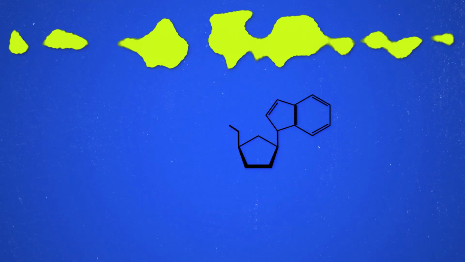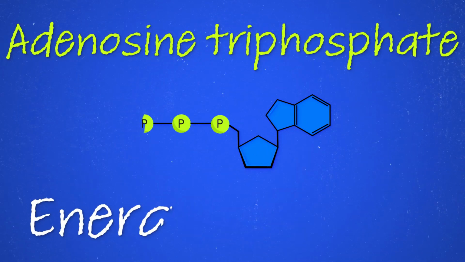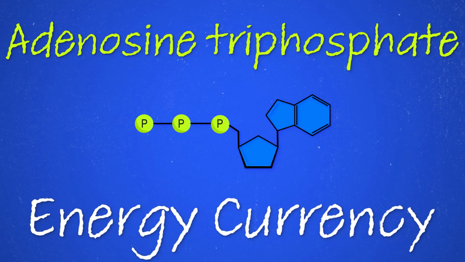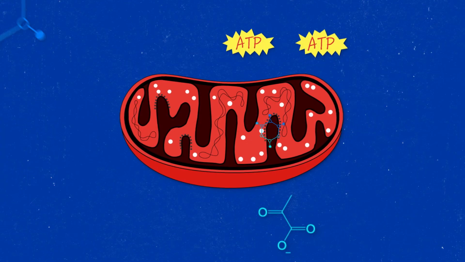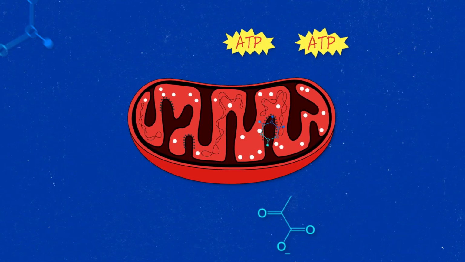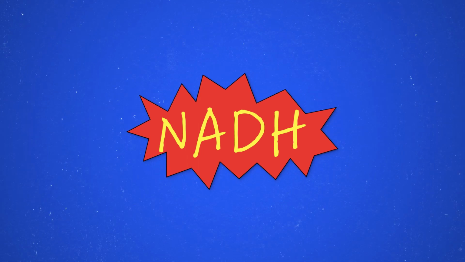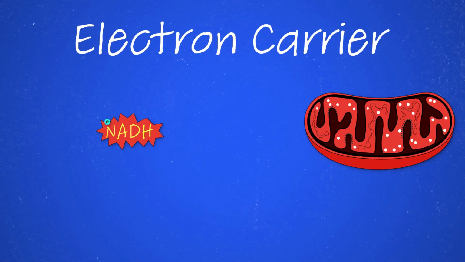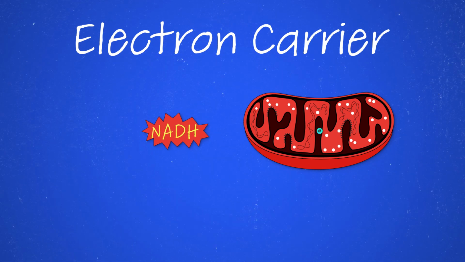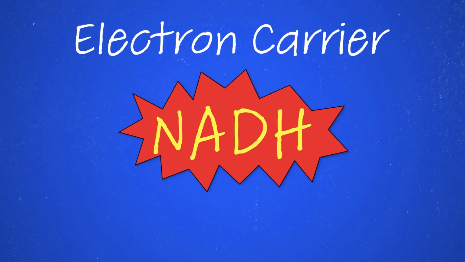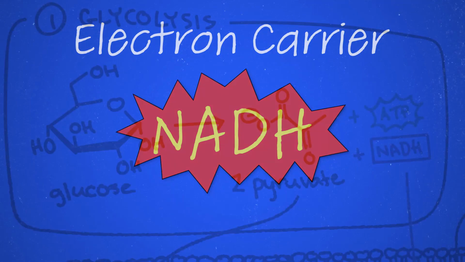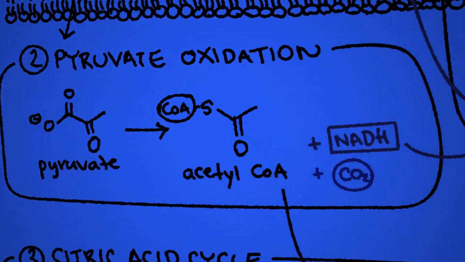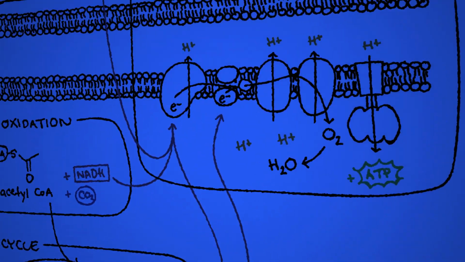Now, remember, ATP is our energy currency, and it is produced as a byproduct here because breaking down a large molecule into smaller molecules releases energy. So what about NADH? Well, NADH is an electron carrier, a molecule capable of accepting an electron and transporting it to another molecule. It's basically just an energy placeholder for now, although it will later be used to transfer electrons between molecules in the final stage.